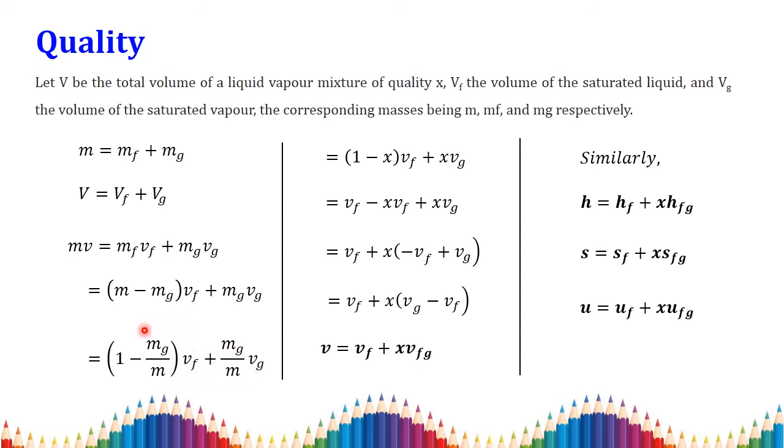What is this mg by m? Mg divided by the total mass is nothing but your dryness fraction x. So we can replace it: 1 minus x into vf plus x into vg. Multiplying this out, you get vf minus x vf plus x vg. For convenience, I take x outside, so vf plus x into vg minus vf. Rearranging, the specific volume v is equal to vf plus x into vg minus vf. As already explained in the diagram, vg minus vf can be written as vfg, so v is equal to vf plus x into vfg. In a similar way, we can derive the equations for specific enthalpy, specific entropy, and specific internal energy.